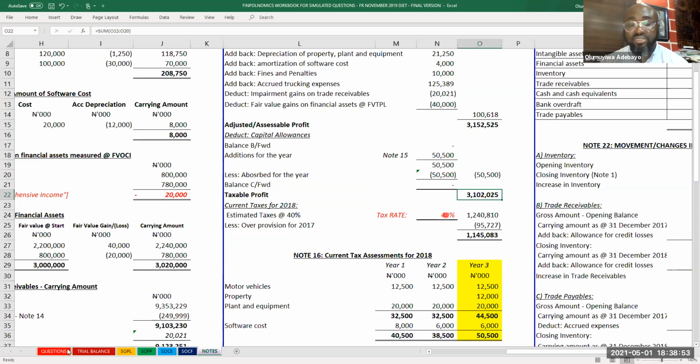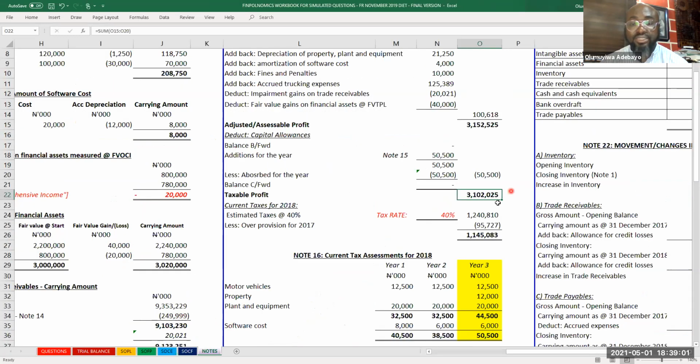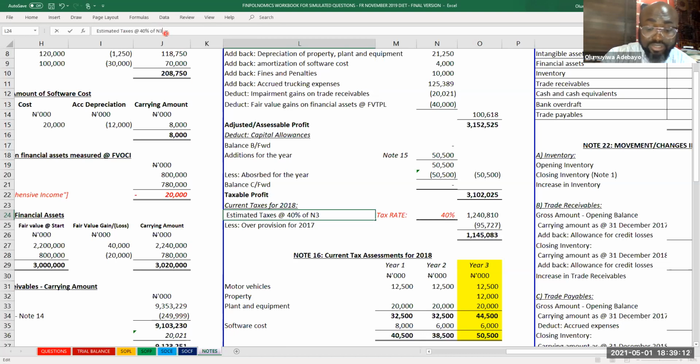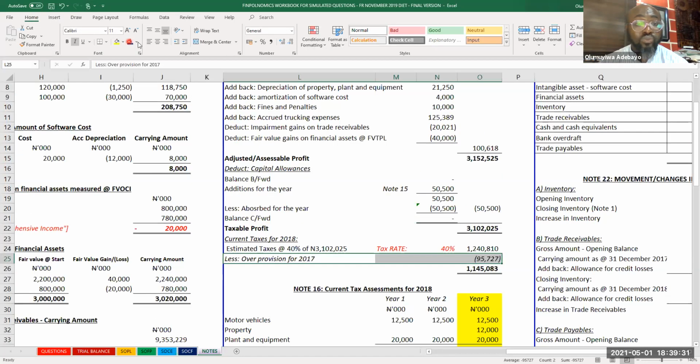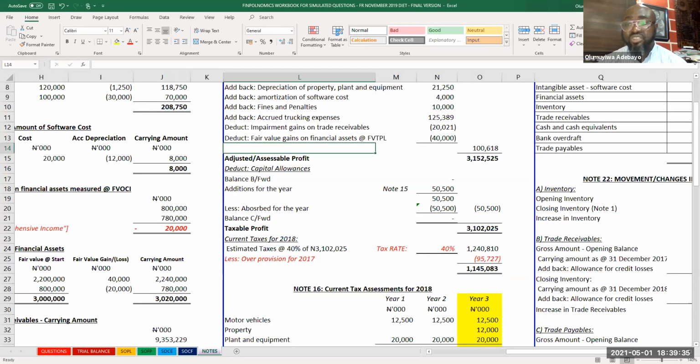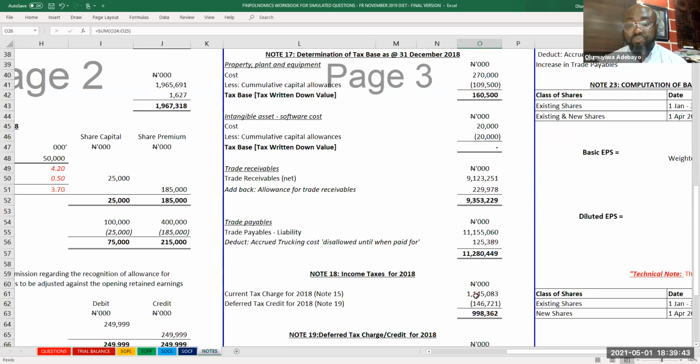If you remember, we are told that our tax rate from our question here to be 40%. This 40% is what we applied on this, our taxable profit. Okay, I can say 40% of 3102025. Okay, that is how we arrive at this. I remember I showed you earlier how we try to deduct our overprovision for tax in the prior year. And that is that. This is how we obtain this amount that we have here. Very straightforward.